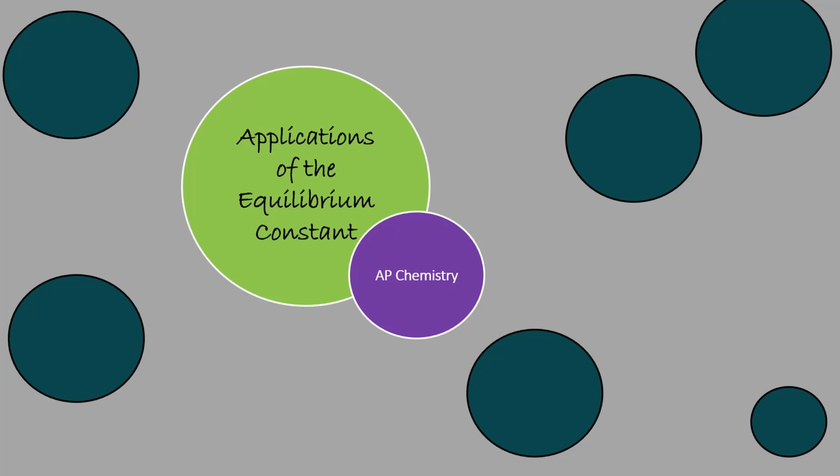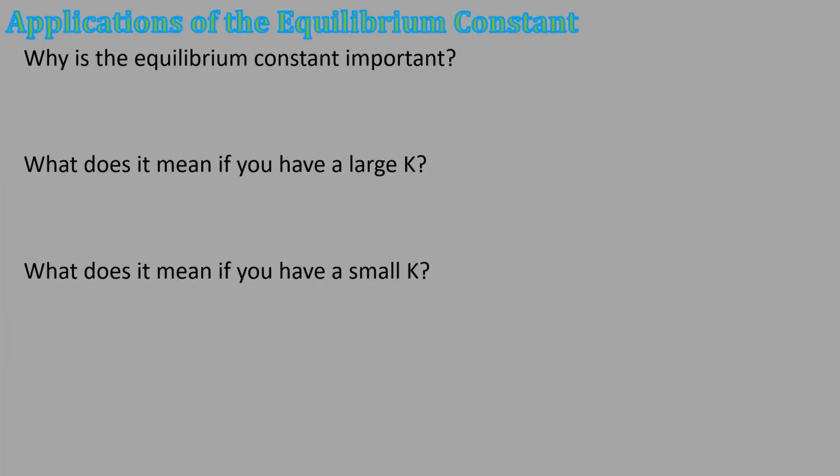Alright guys, this is application of the equilibrium constant. So we're going to talk about the equilibrium constant and what it means, and then we're also going to see if certain reactions are at equilibrium. Okay, so why is the equilibrium constant important? It's important because it tells us how far to completion the reaction goes, right?